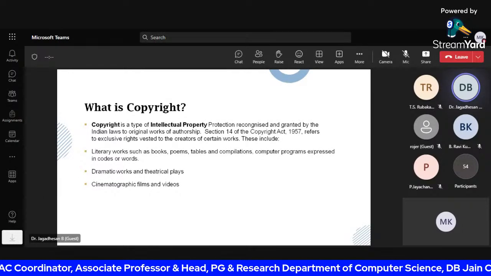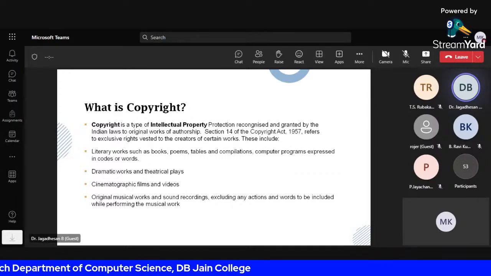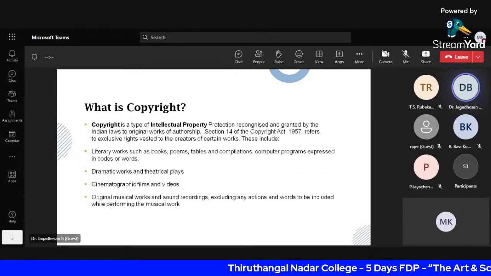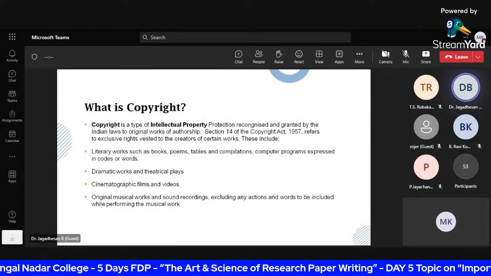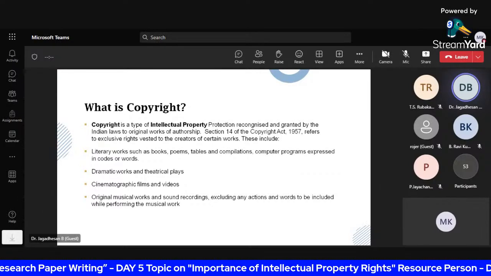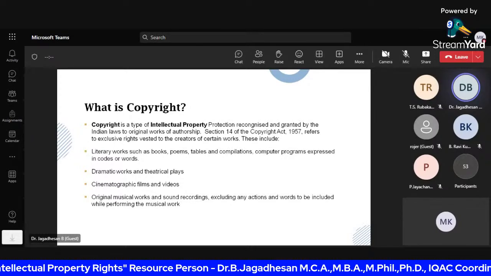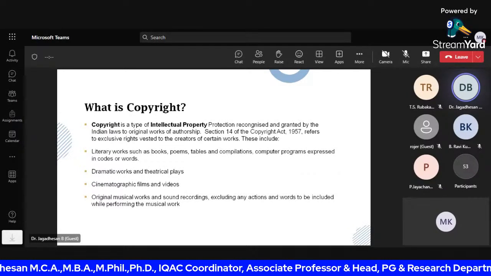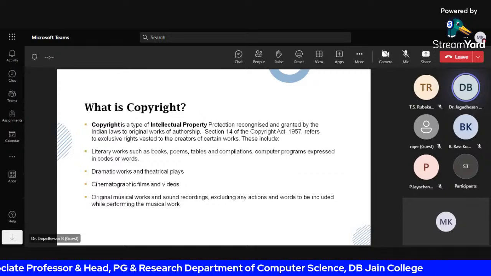And I already told you, film and video are also under this copyright category. And original musical works: Ilayaraja and S.P. Balasubramani were close friends for more than 40 years. But four years back, there was some conflict between Ilayaraja and S.P. Balasubramani. Why? S.P. Balasubramani is a singer, but the musical effort is by Ilayaraja. So Ilayaraja has the copyright and said, don't use my song or my music in the public domain. They may have given some kind of legal notice to S.P. Balasubramani, and immediately S.P. Balasubramani stopped singing Ilayaraja songs. So original musical works and sound recordings are also under the category of copyright.